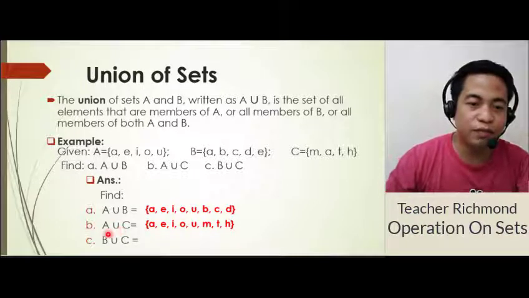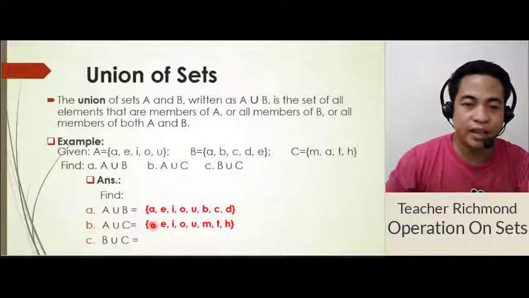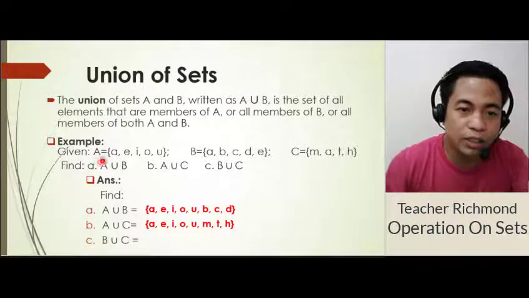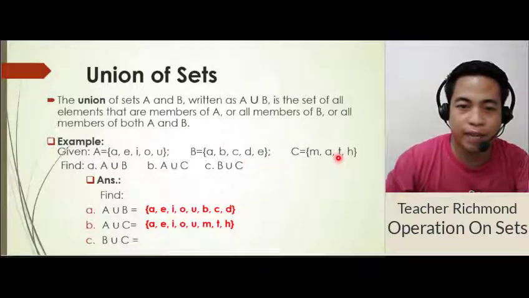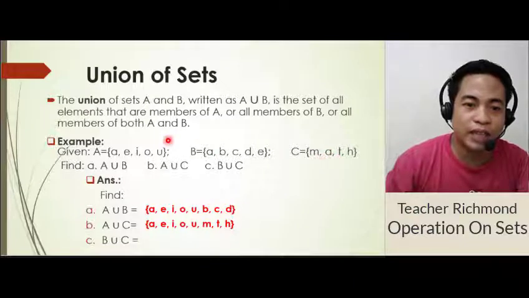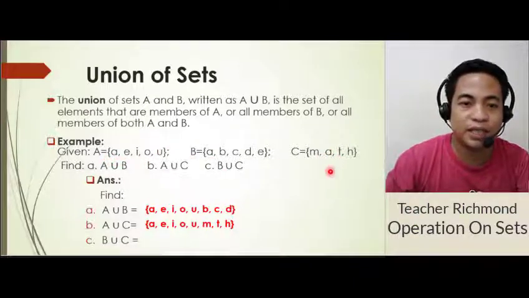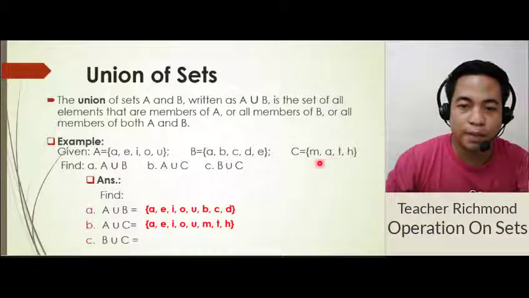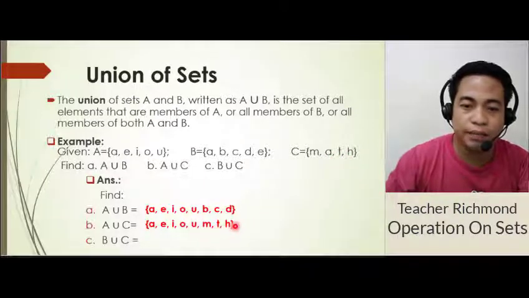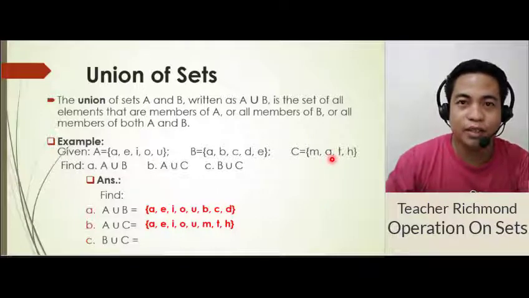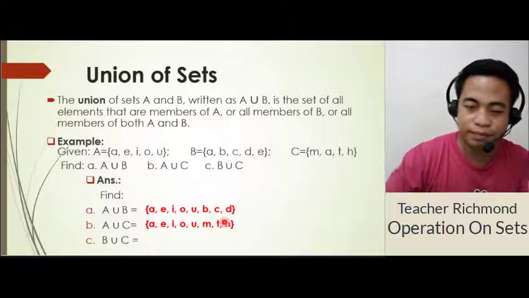We have the union of set A and C. So, all you need to do is go back to the given, look at set A and look at set C. And you will just write all the elements of both sets. First, you write the elements of set A, where we have A, E, I, O, U. That's why we have it here. And look at set C also. We have M, A, T, H. And that's why we write M, T, H. We don't write letter A. Okay? You might be wondering why. I will answer that one later.